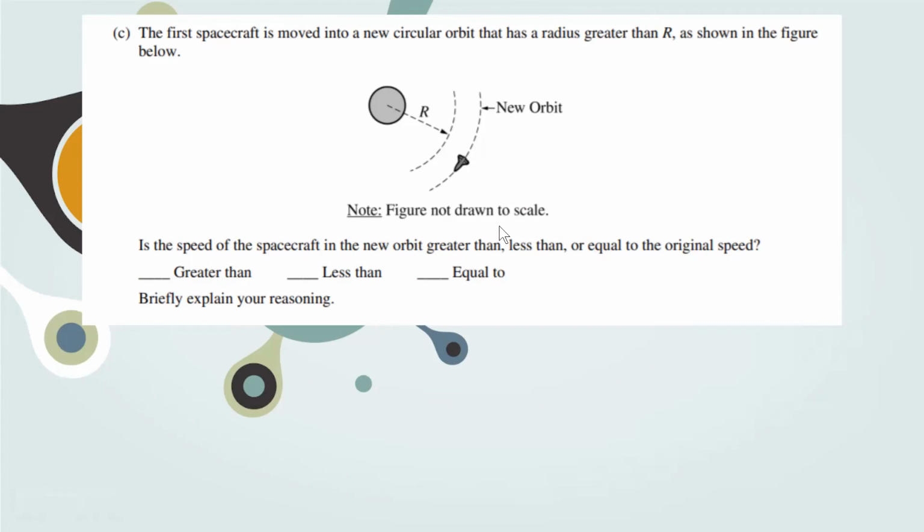So now we're asked to compare the speeds of the spacecraft. So we want an equation that can help us determine or calculate the velocity. Well, from our work earlier, we found that velocity squared is equal to G times mass of Earth divided by r.